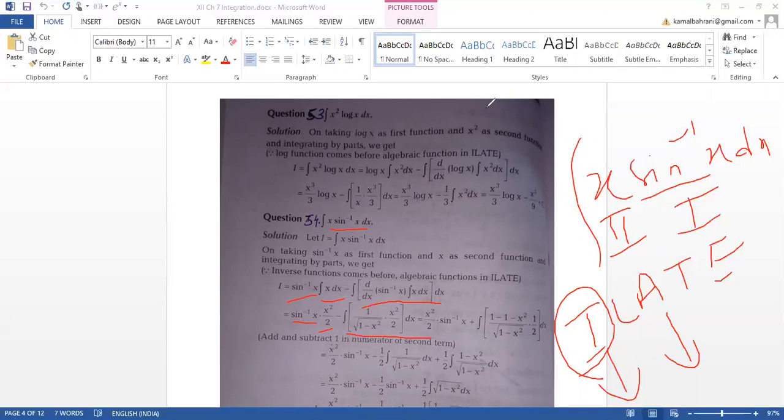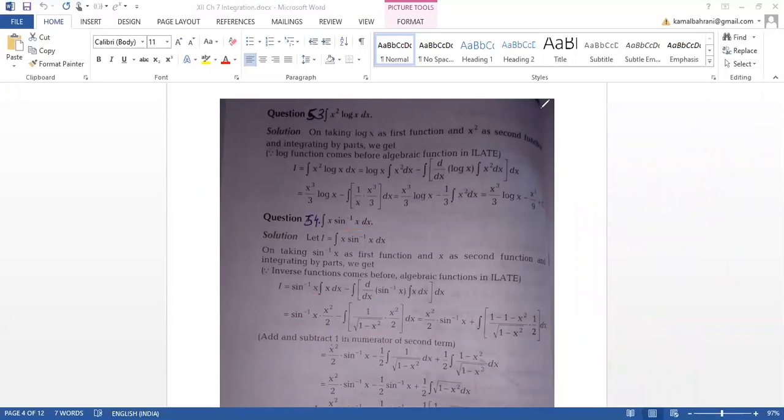So you will get what? x square by 2 sine inverse x plus, here you will get, now you have to solve it. Just see, I will explain how you will solve it. Now you are getting this integration.